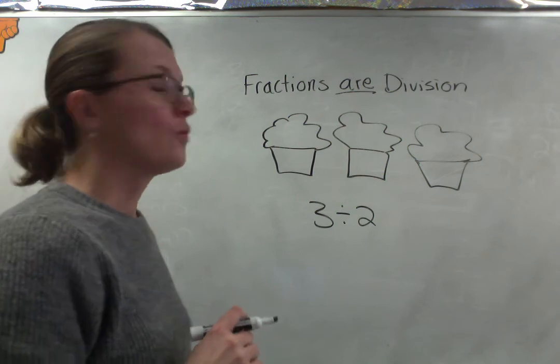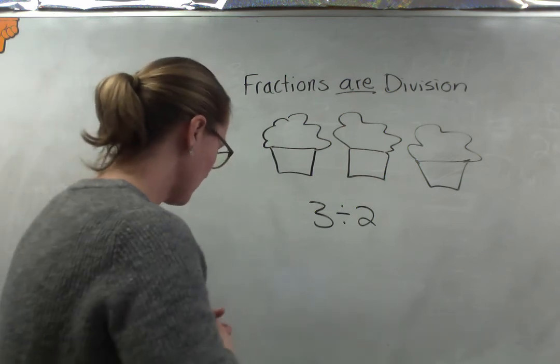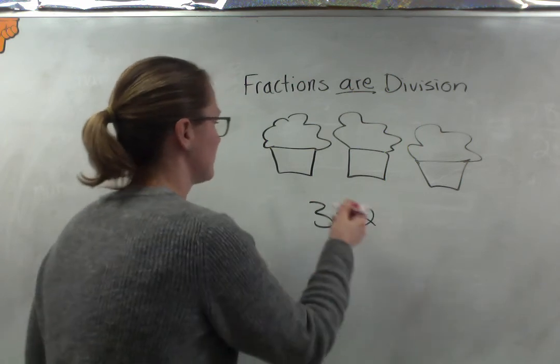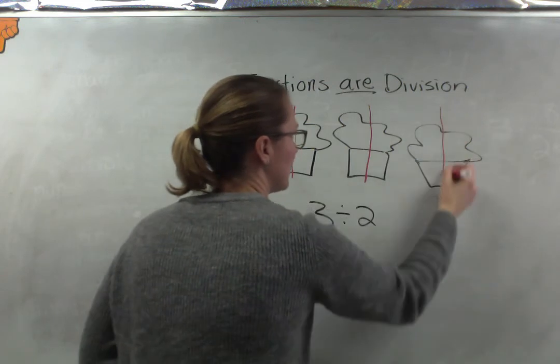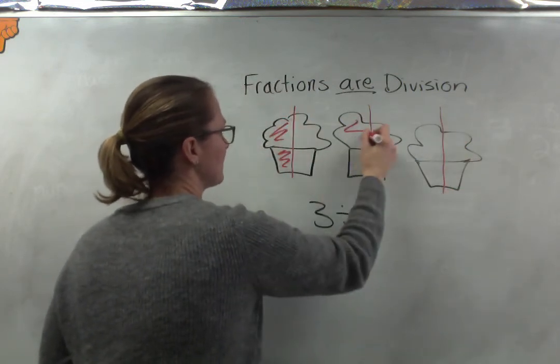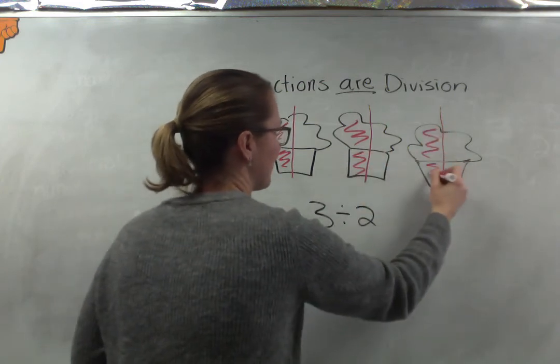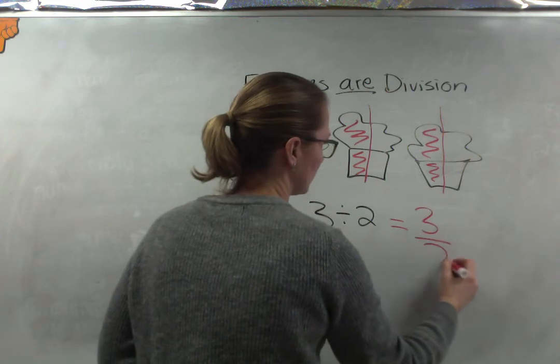Okay, so you guys all want to share the cupcakes evenly. There's 3 of them. So the easiest way to do that is to say, fine, I get half of this one, I get half of this one, and I get half of this one. So one person gets half of this cupcake, half of this cupcake, and half of that cupcake. 3 divided by 2 is 3 over 2.